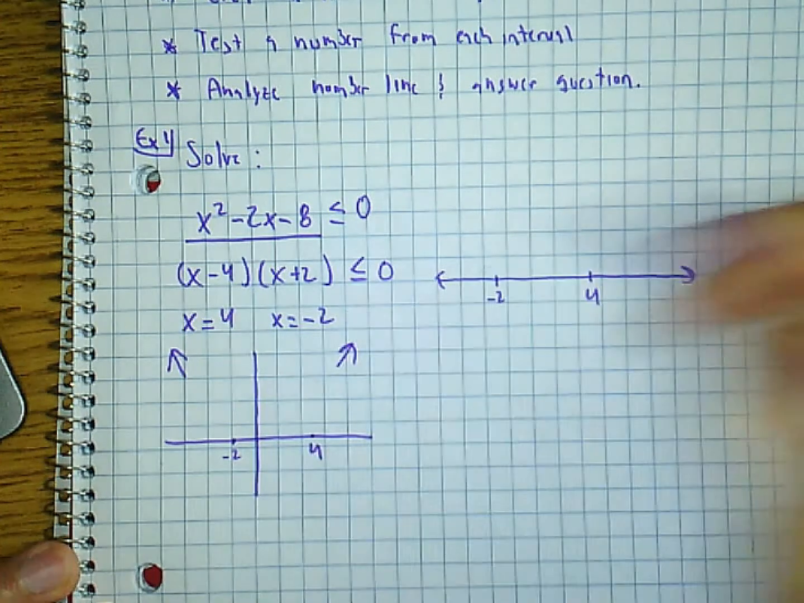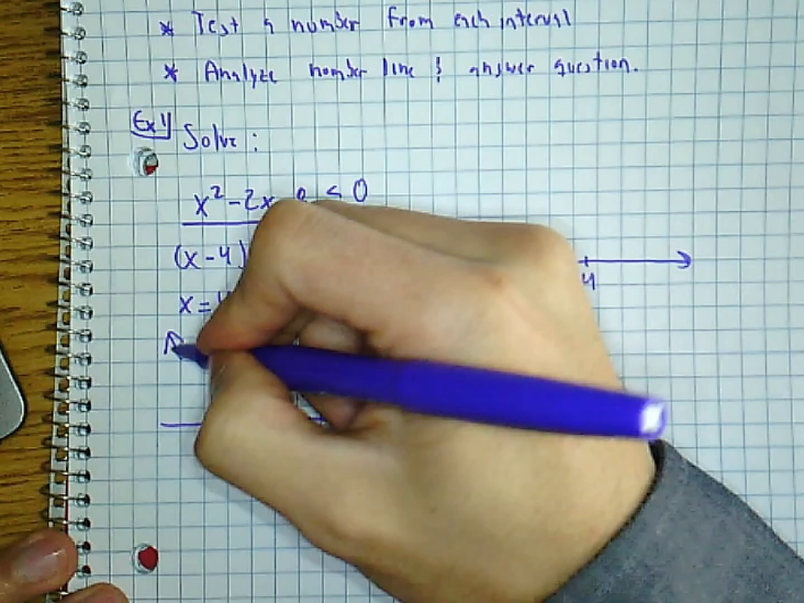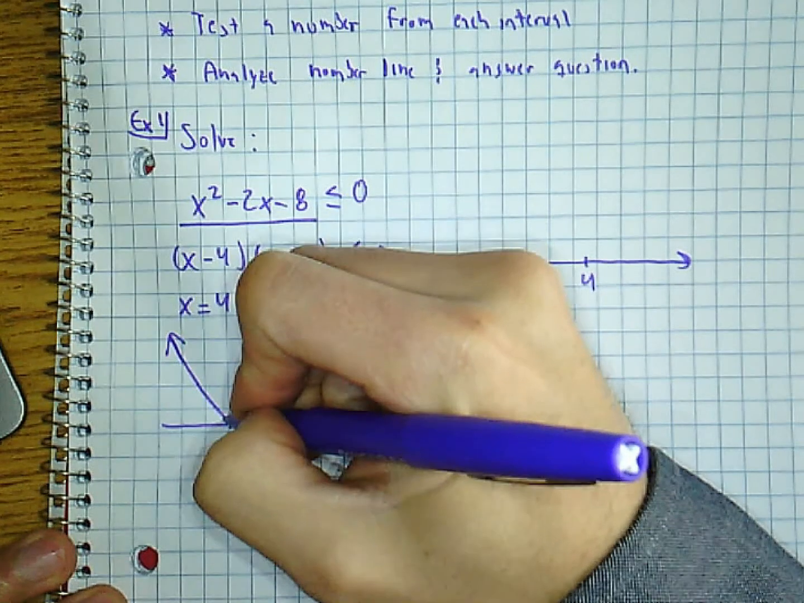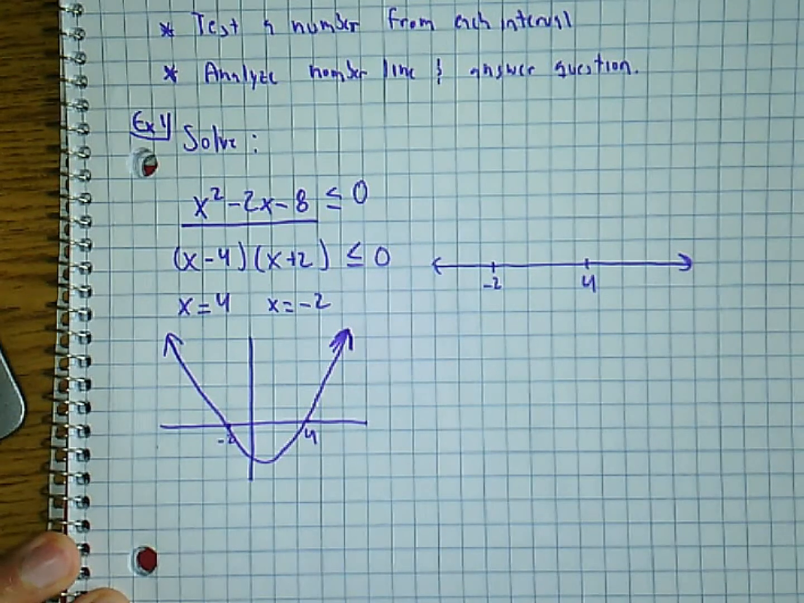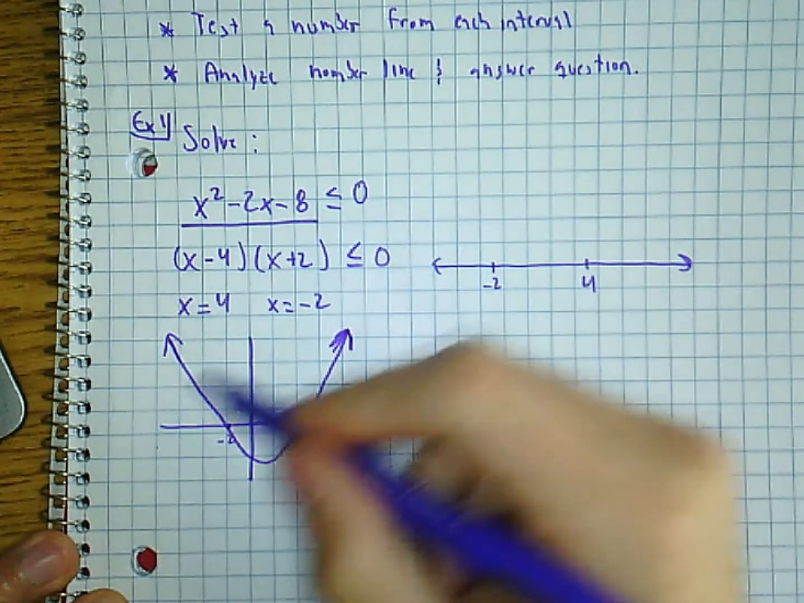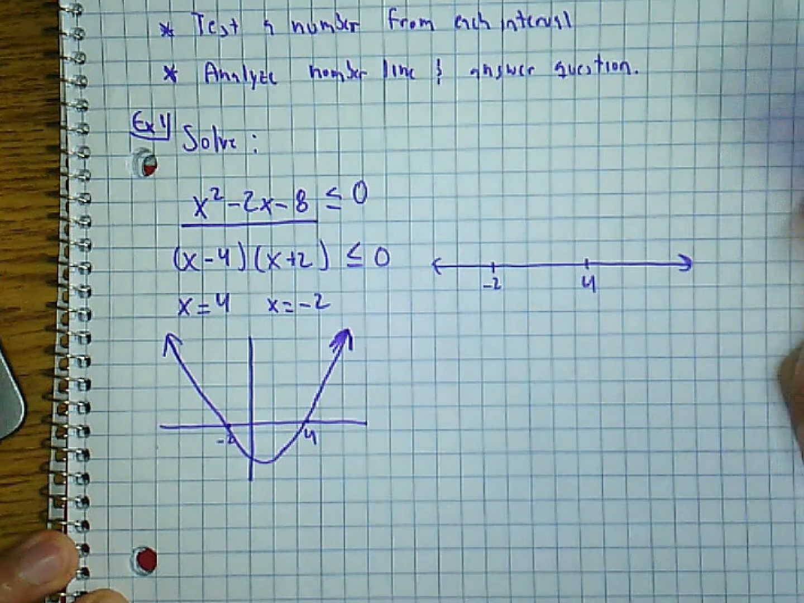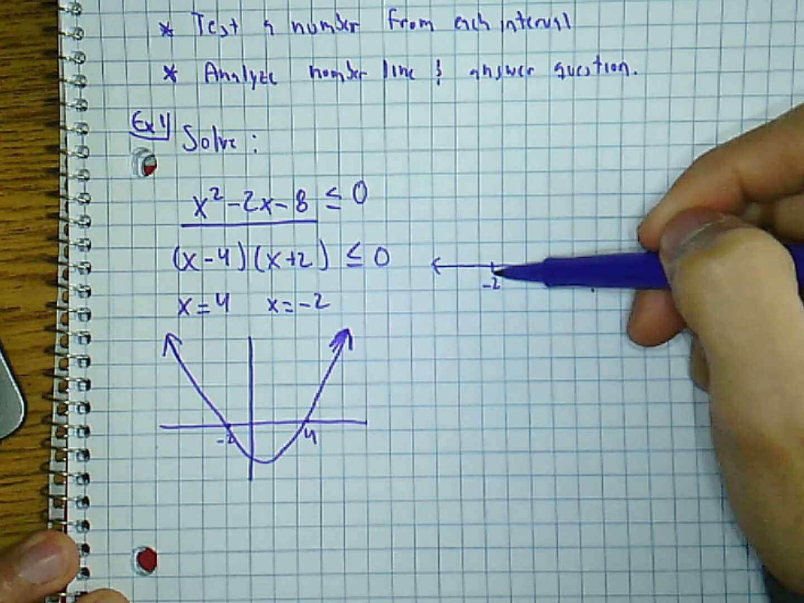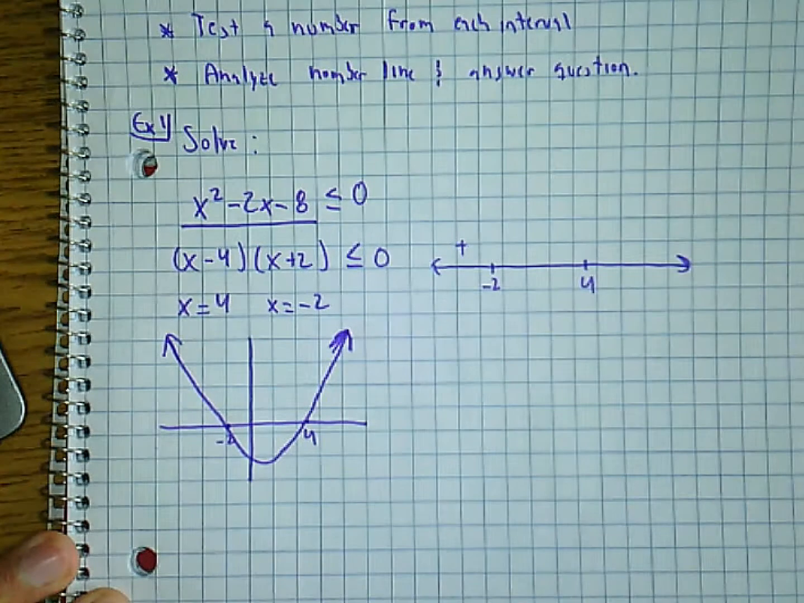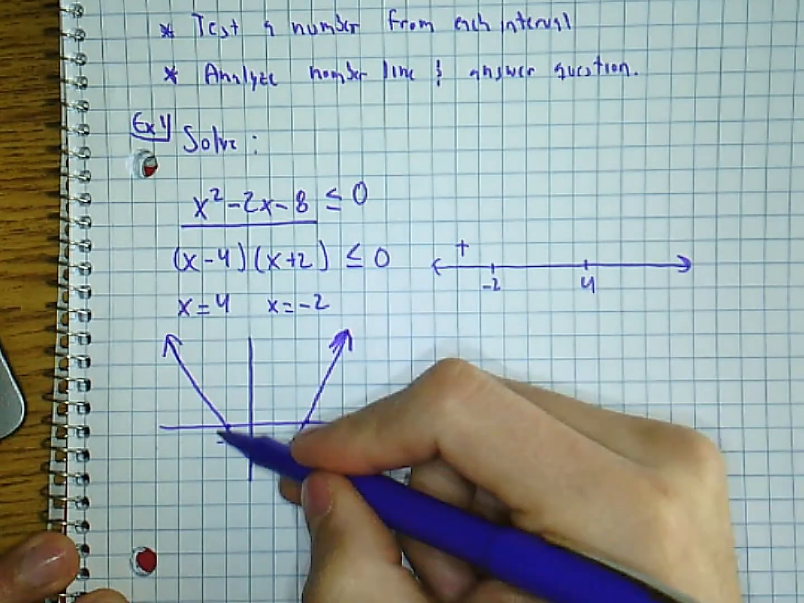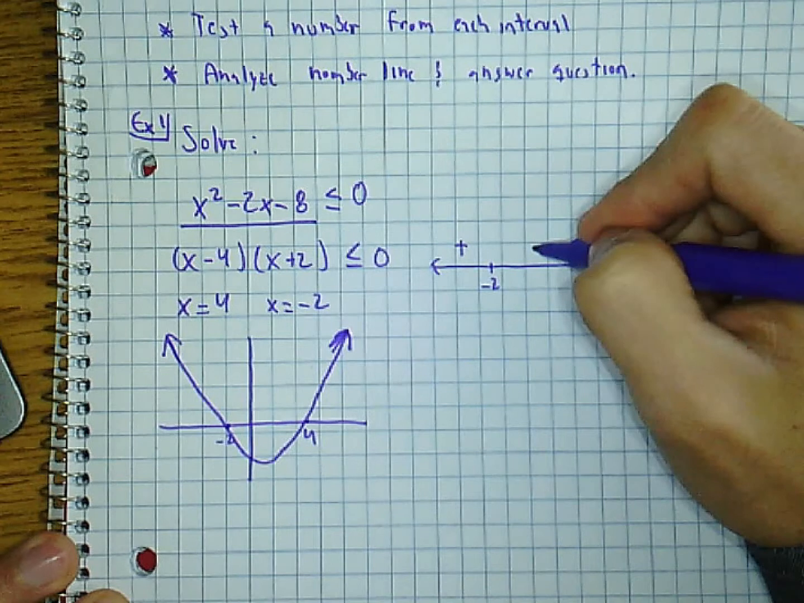They both have a multiplicity of 1, which means that when I arrive at them, I need to cross. I need to cross. And then this quadratic should look something like that. Okay? Now, I'm going to utilize this graph to analyze the situation. So before negative 2, I'm above the x-axis, which means those are positive numbers. Between negative 2 and 4, I'm below the x-axis, which means those are negative numbers.